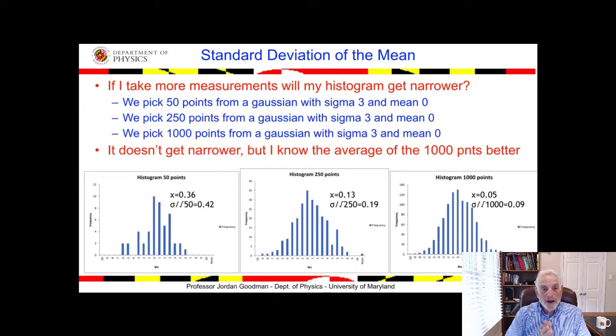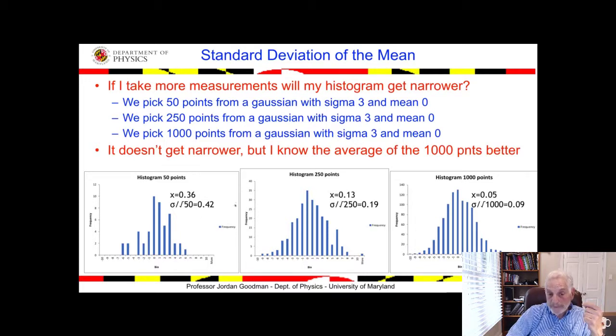So to summarize, let me show you an example. Go back to our data here. Let's look at the one where I picked 50 points. If I actually compute the average of this distribution, it turned out to be 0.36, even though I picked from a distribution which had a central value of 0, but it has a Gaussian width. Sigma over root n, root n being 50, is 0.42. So this is within one standard deviation of the actual true value, which is 0.